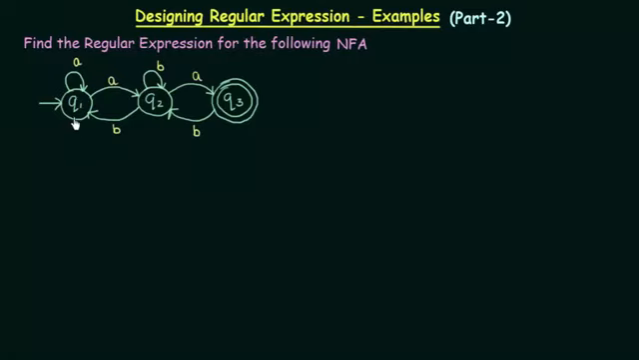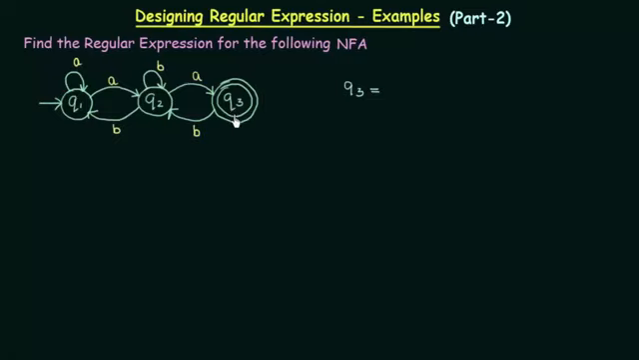So here we see that we have three states, Q1, Q2 and Q3, where Q1 is the starting state and Q3 is the final state. First of all, let us write the equations for the states that I was talking about. First of all, let's check for the final state, that is Q3. So how do we write the equation for this?